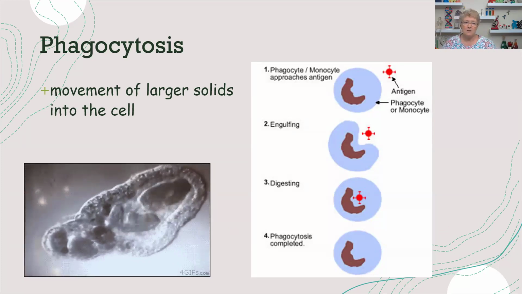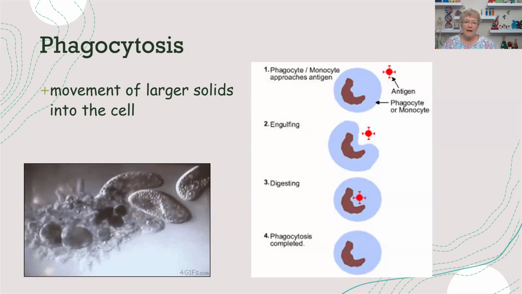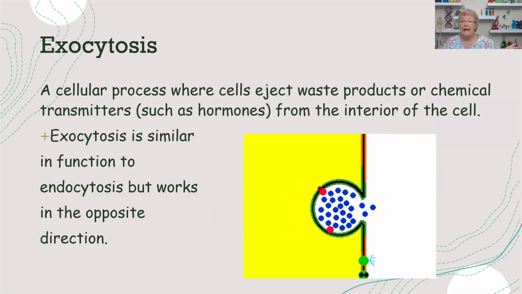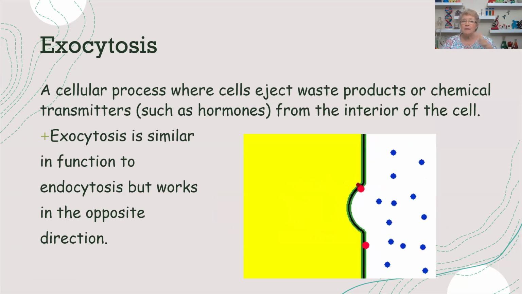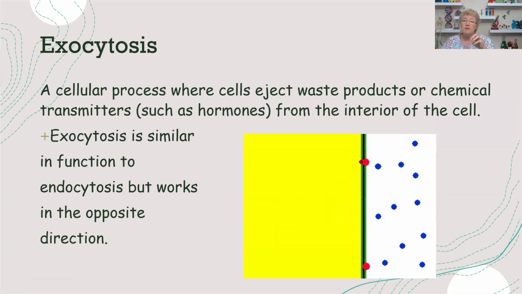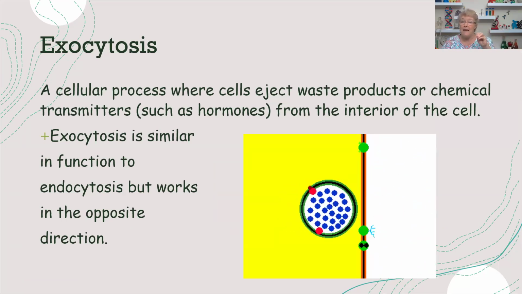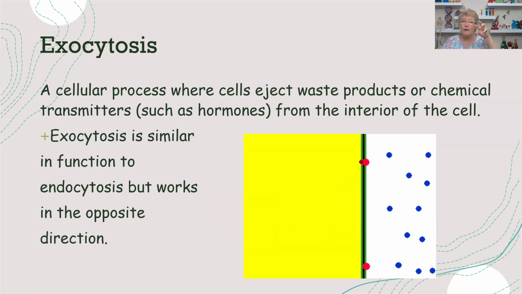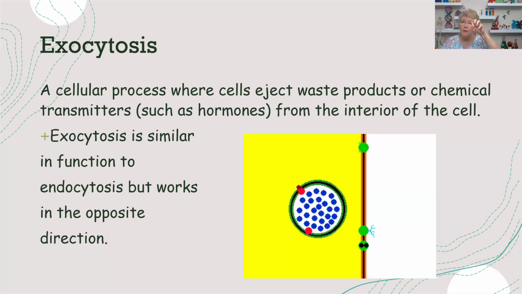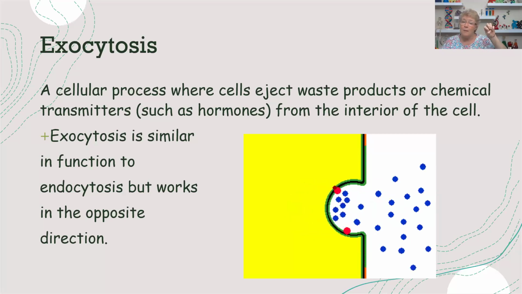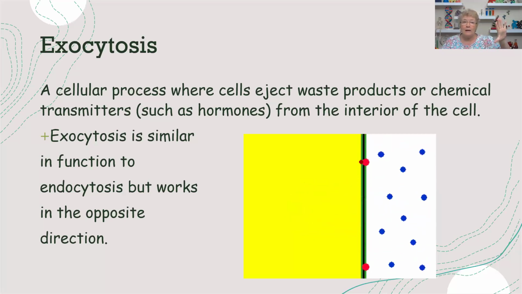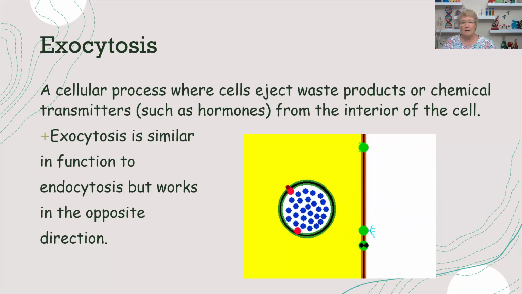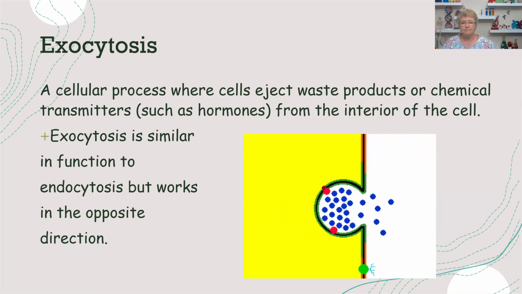That's endocytosis. So the opposite of that then is going to be exo. Exo, think exiting. That's where something has to get out of the cell. So exocytosis would be used by a cell that makes a hormone that's needed in other parts of the body. It makes the hormone, it wraps this vesicle around the hormone, which then fuses with the cell membrane and becomes one and releases it to the outside. It's just the opposite direction.